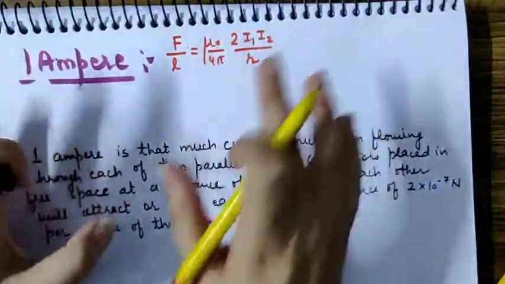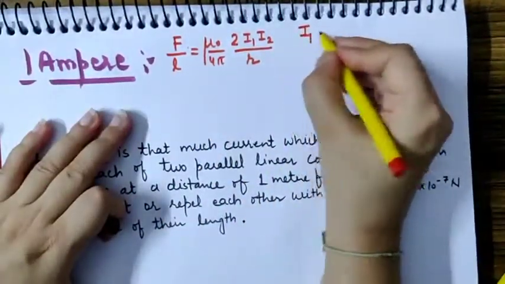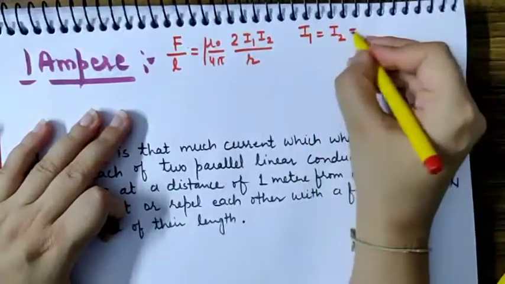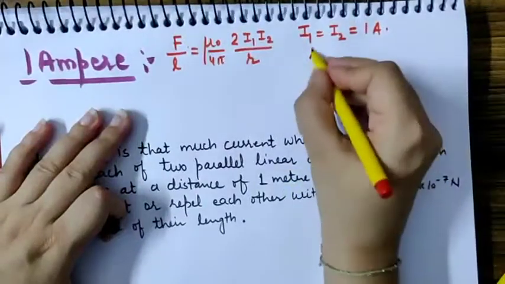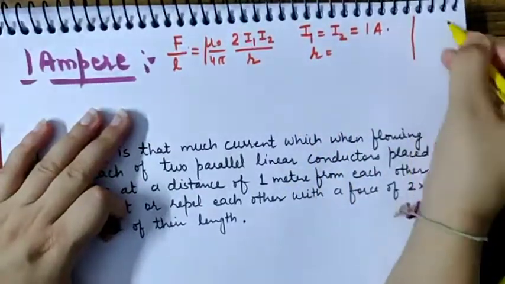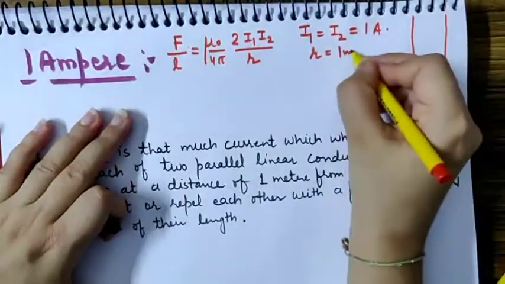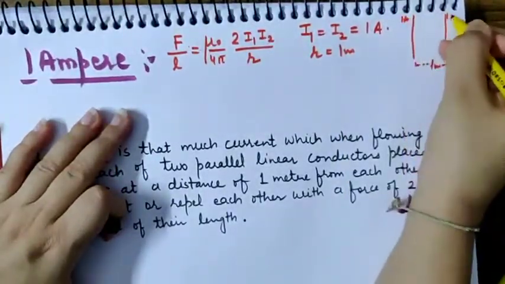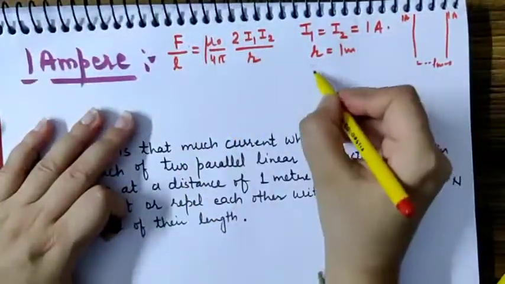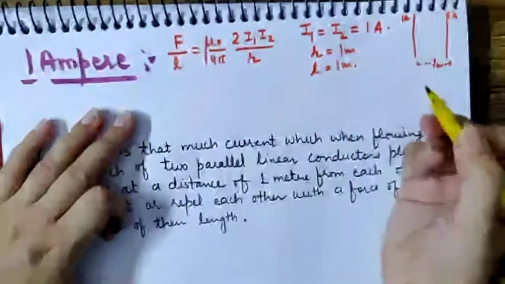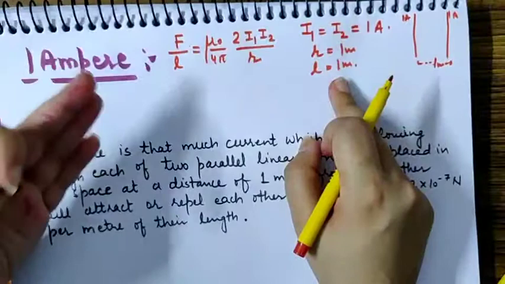Now to define the ampere, firstly you should suppose that wires 1 and 2 have the same current. Suppose that current is 1 ampere. The parallel distance between the two wires, you should suppose to be 1 meter. 1 ampere, 1 ampere, 1 meter. And now put down the values. The length of the wire also you can suppose to be 1 meter, or later on you can write it as per meter.